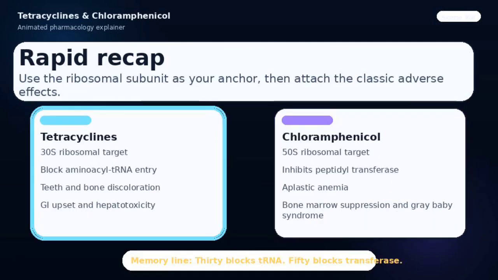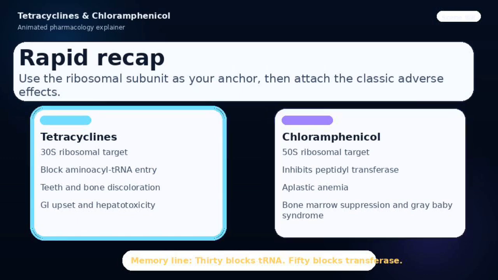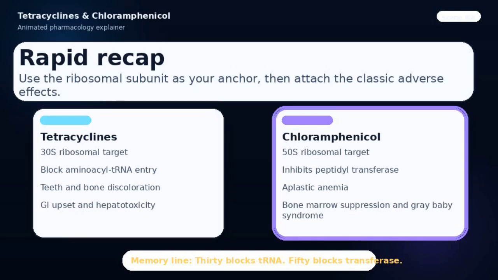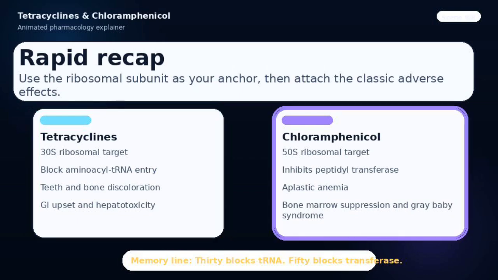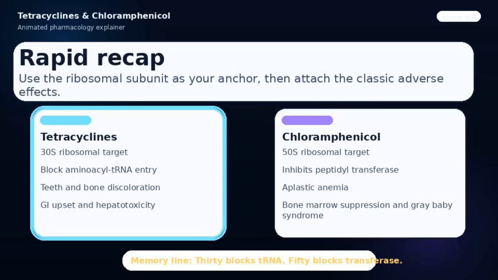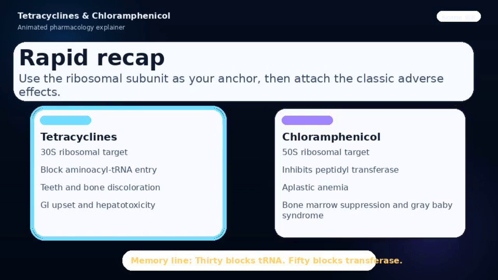Let us recap. Both tetracyclines and chloramphenicol inhibit bacterial protein synthesis. Tetracyclines act at the 30S ribosomal subunit and commonly cause teeth discoloration, gastrointestinal disturbance, and sometimes liver toxicity. Chloramphenicol acts at the 50S subunit and is limited by bone marrow toxicity, aplastic anemia, and gray baby syndrome. If you remember the subunit and the major adverse effects, you can answer most exam questions on this topic.